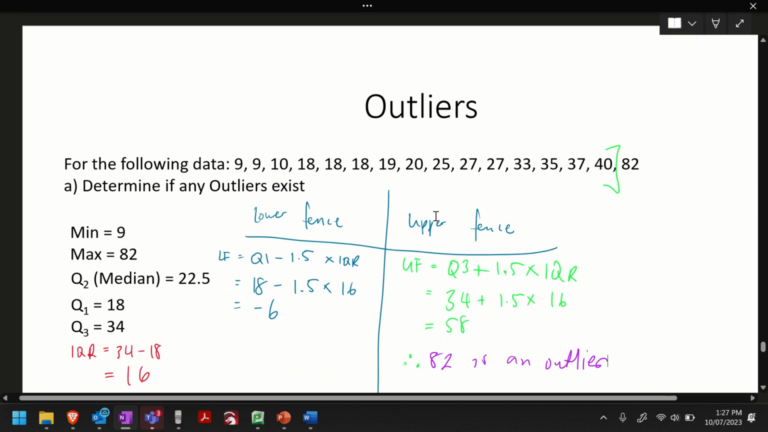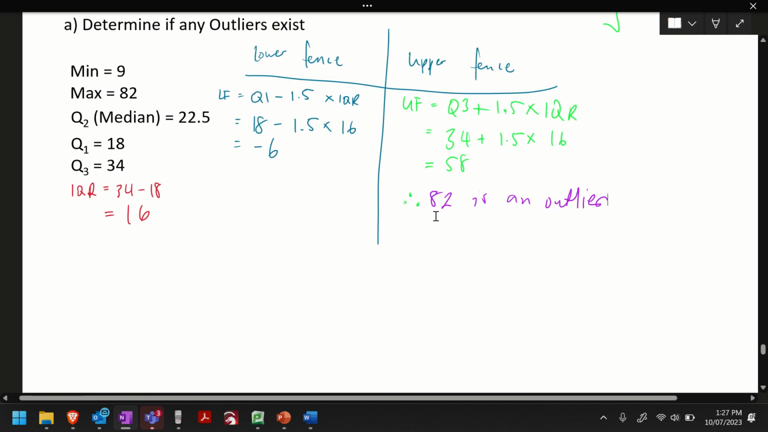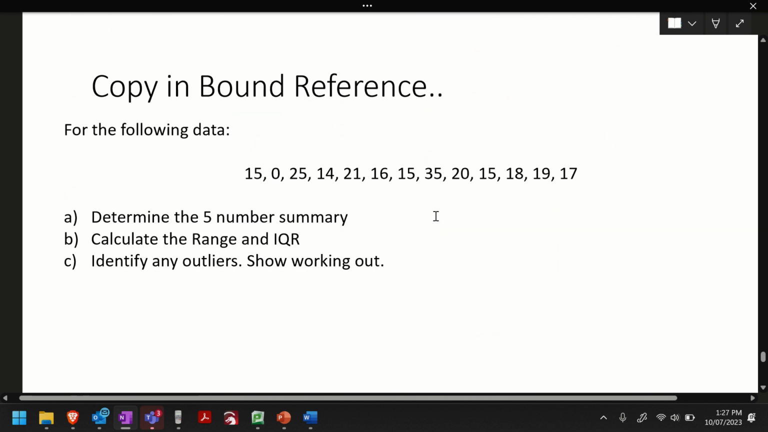Okay, can I move on or are we still copying? I want to move on. Copy this in your bound reference, please.